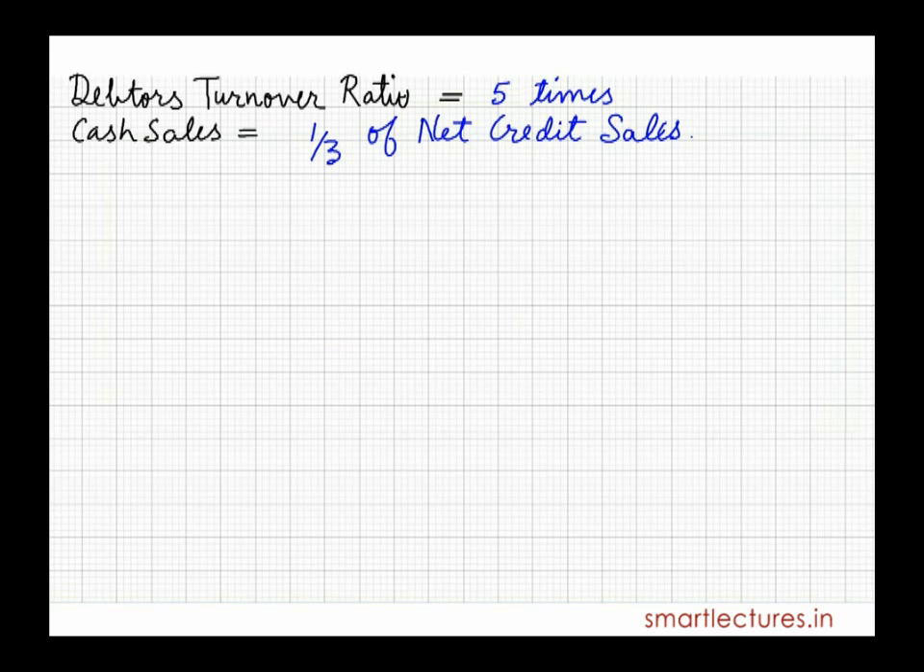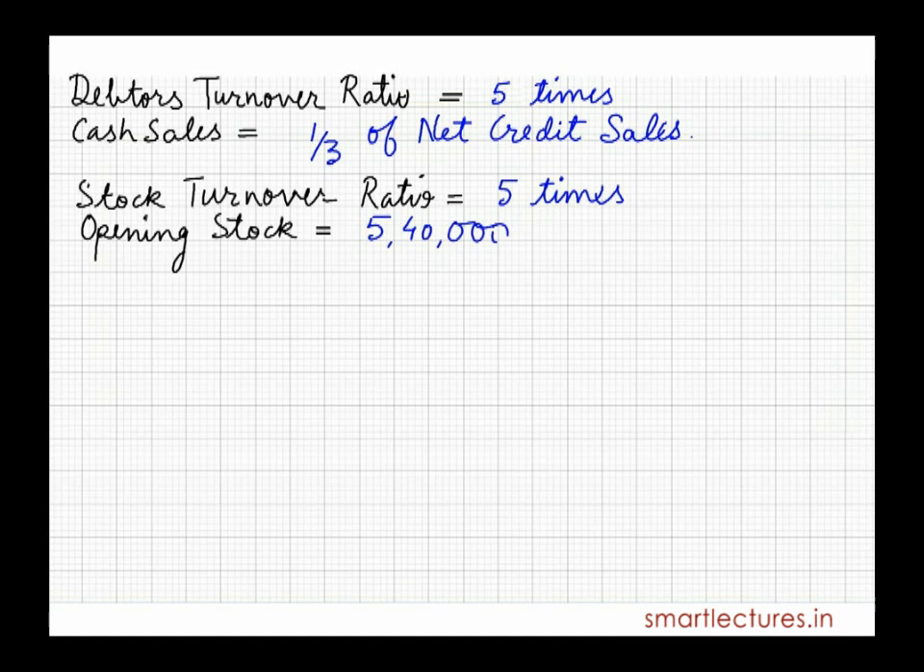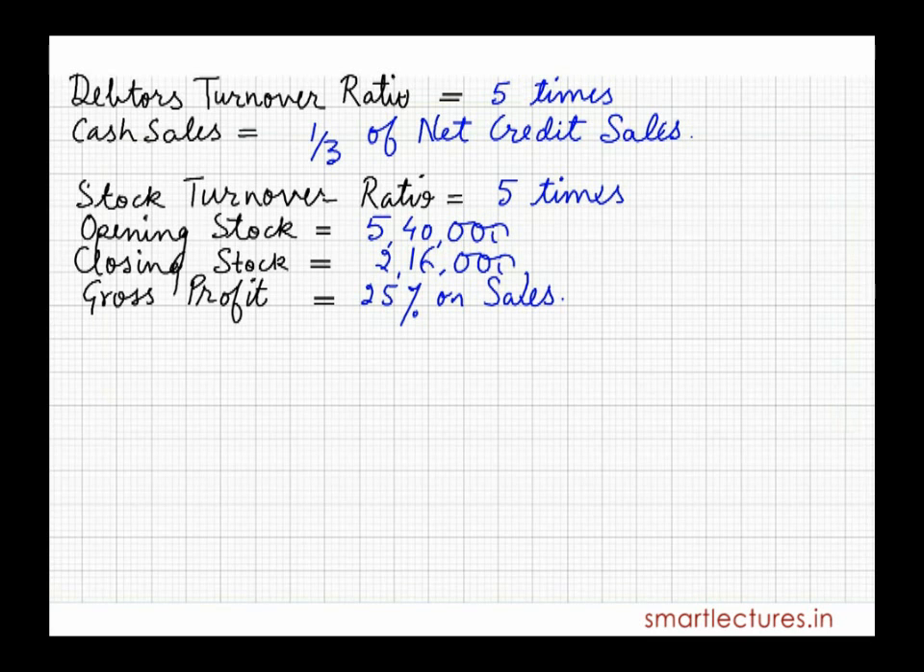Suppose in a question, debtors turnover ratio is equal to 5 times. Cash sales are 1/3 of net credit sales. Stock turnover ratio is 5 times. Opening stock 5,40,000 rupees. Closing stock 2,16,000 rupees. And gross profit is 25% on sales. It means if sales are 100, then gross profit will be 25 rupees.